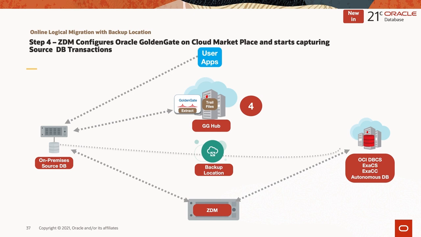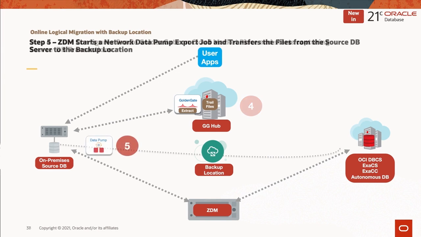Moving forward, ZDM will then start the actual migration process by configuring an Oracle GoldenGate image from the Cloud Marketplace on the GoldenGate Hub, and this microservice will actually be an extract, right? So that extract will start capturing transactions from the source database and generating trail files that will later be used by a subsequent microservice that will be the actual applicant. ZDM is now ready to start the network Data Pump export job from the source database and start transferring those dump files from the source database to the backup location.